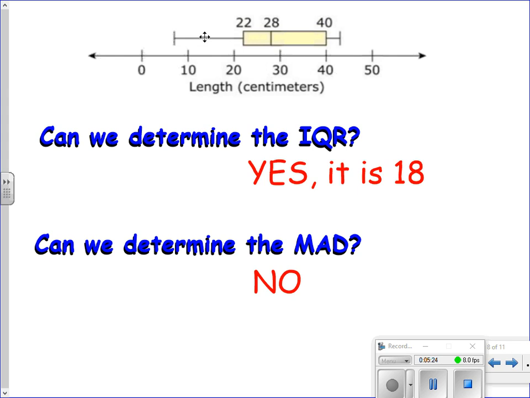to start determining what the average is. Because remember, this is the median. This isn't the average. We don't have enough information to find the average of all the numbers, nor do we know all of the numbers in order to find the absolute deviation. So we don't have enough information.